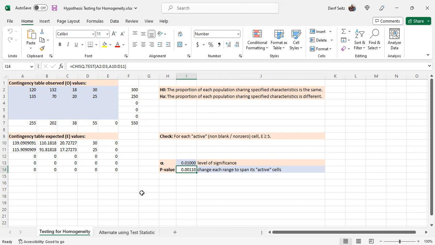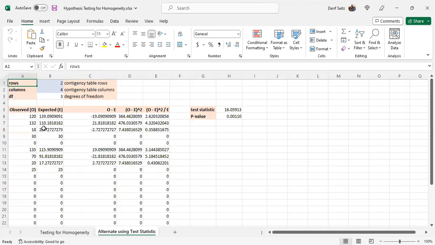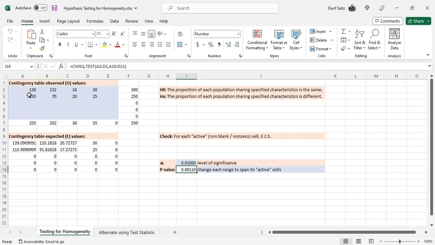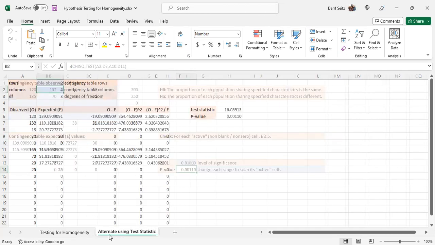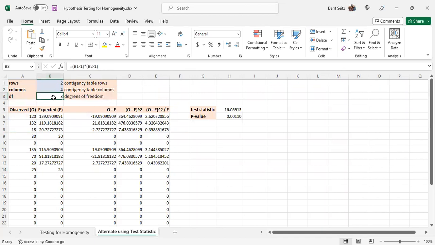For many problems that students will need to solve of this type, they will be asked to provide the actual test statistic in addition to the p-value. This second tab here does all the calculations for you necessary to calculate the test statistic. However, there's two cells that you must enter: the rows and columns of the contingency table, the active cells, 2 by 4. You must enter that over here. Then the degrees of freedom is automatically calculated, rows -1 times columns -1.